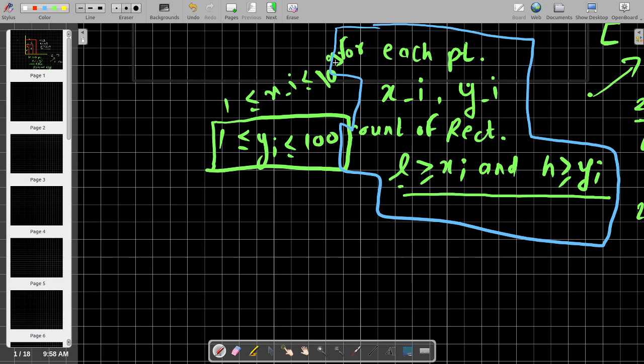Basically this constraint is very large. Whenever you see a constraint that is very large, approaching 10 to the power 9, obviously we can't store it in buckets or an array or vector. What we could do is utilize this condition somehow. So if you see, let's say L is greater than or equal to xi and H is greater than or equal to yi, correct?